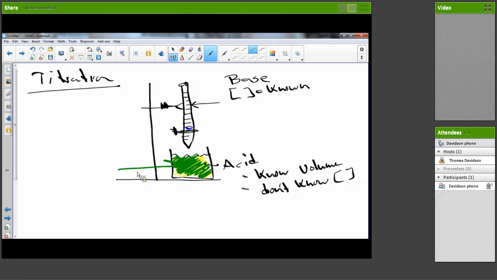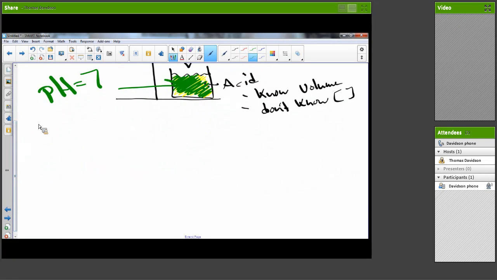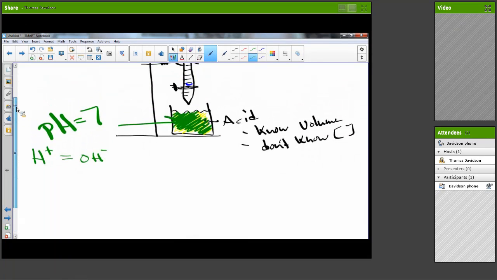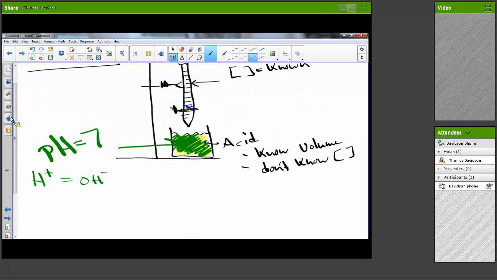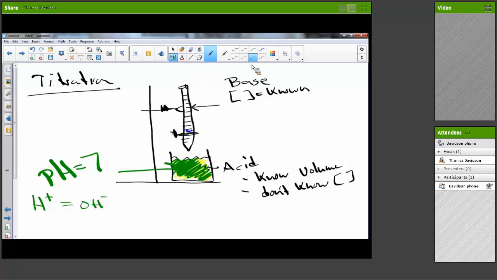Because when it turns green, what do I know? pH equals 7, which I actually know even more than that. If I know the pH equals 7, I know what? I know that those equal each other, correct? All right, so now I'm kind of off to the races. If I kept track of my volume, whoops, not concentration, if I kept track of my volume, it's now known.